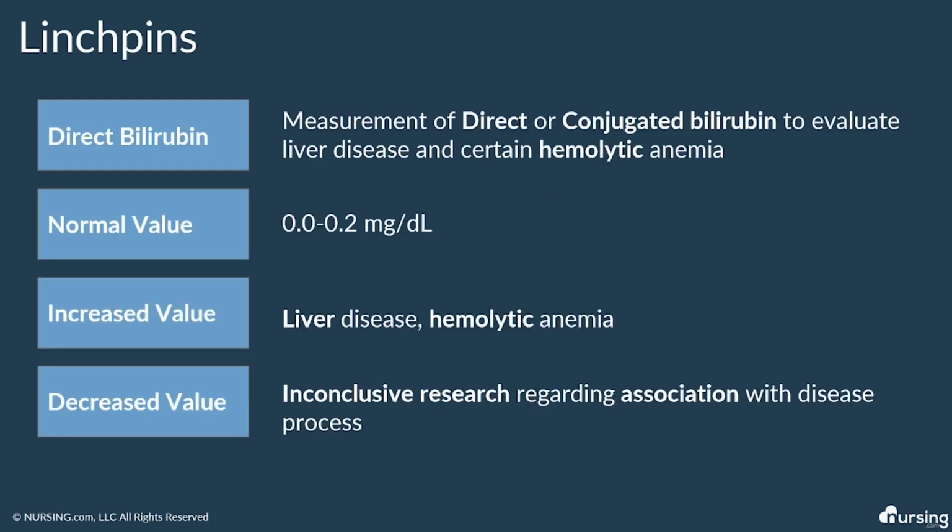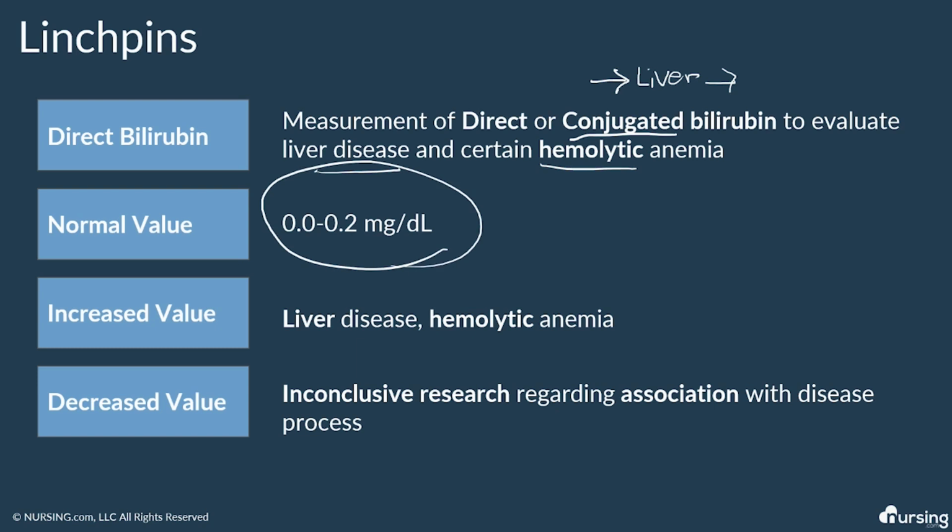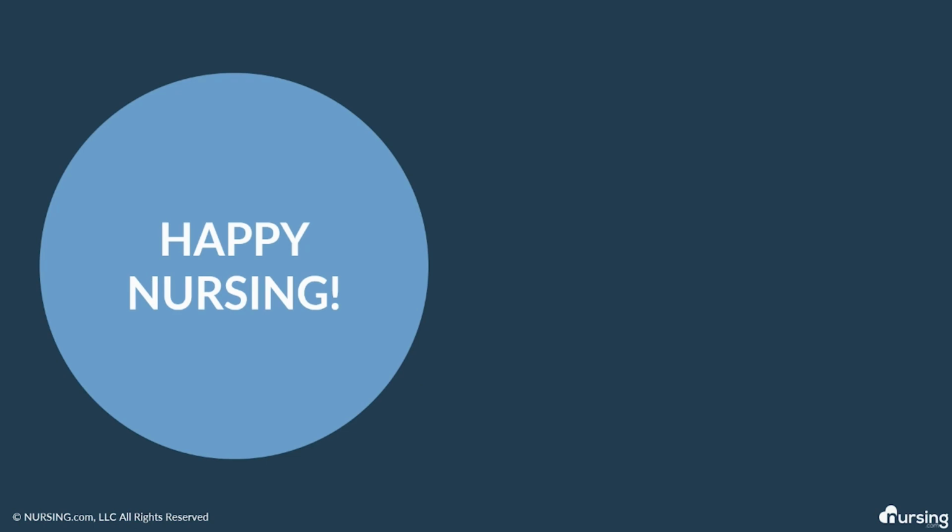Some linchpins for this lesson are that the direct bilirubin is also known as the conjugated bilirubin. So this is the bilirubin that has gone through the liver and is able to be then excreted into the urine and stool. It evaluates for liver disease and certain hemolytic anemia, as well as here's our normal value, 0 to 0.2. When it's increased, liver disease or hemolytic anemia. When it's decreased, we're not sure if that's a good thing or not, but it hasn't been associated with any disease process yet.